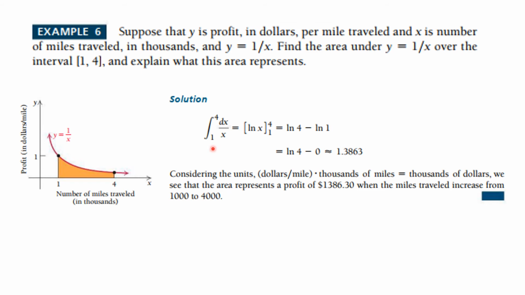So that area is going to be the definite integral from 1 to 4 of 1 over x dx, or dx over x. That's going to be the natural logarithm of x, evaluated at 4 and 1. Both those numbers are positive, and that is the natural logarithm of 4 minus the natural logarithm of 1. The ln of 1 is 0. And so this is the exact answer, the natural logarithm of 4, but this is what it approximately is. And so considering the units, you have dollars per mile times thousands of miles, this is thousands of dollars. And so when you multiply that by 1,000, it's 1,386.30 approximately. That's rounded probably to the nearest cent.